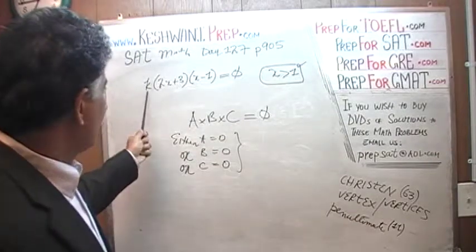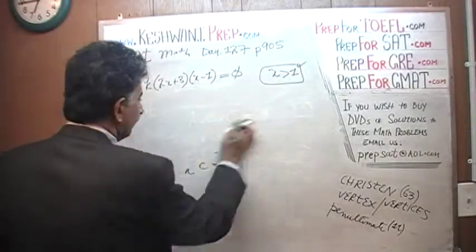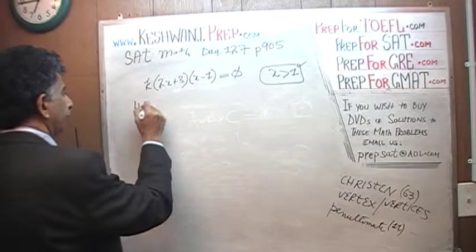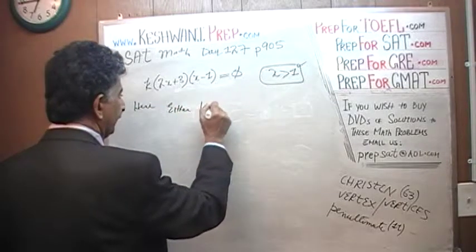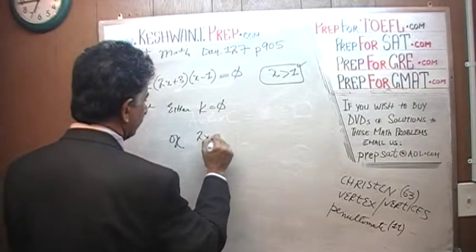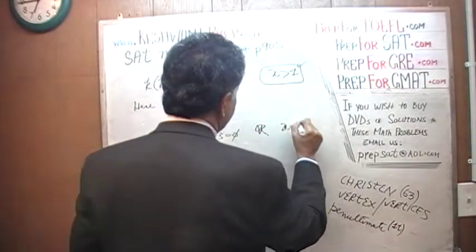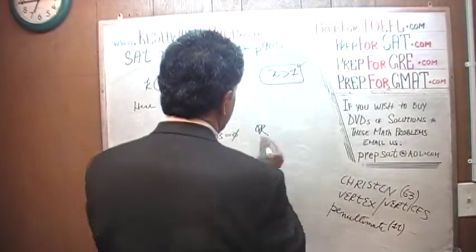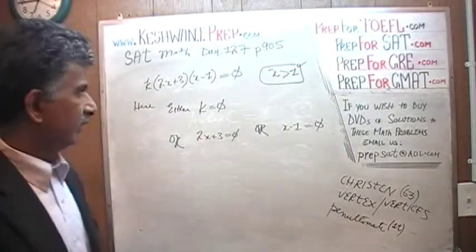So either k is equal to 0, or 2x plus 3 is equal to 0, or x minus 1 is equal to 0. There are only three possibilities.